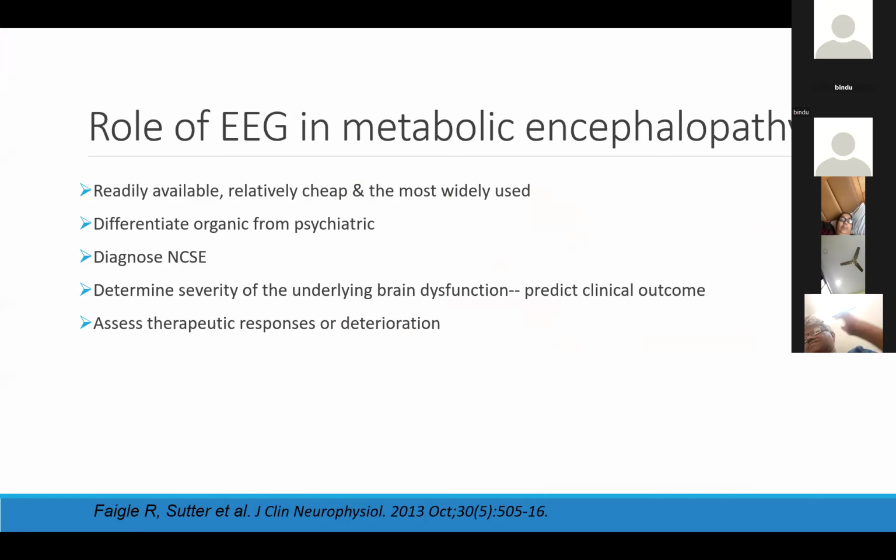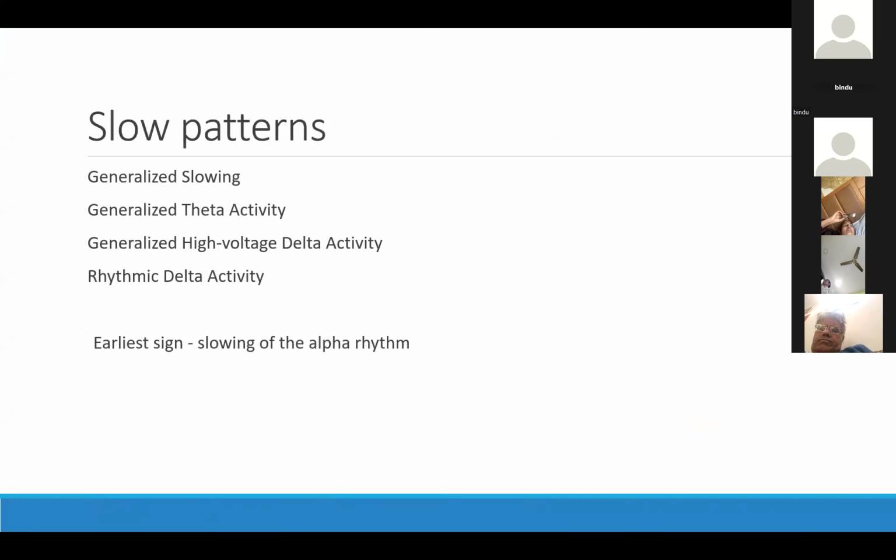What is the role of EEG in metabolic encephalopathy? EEG is a readily available, relatively cheap, and mostly used method for assessment in the case of a patient with altered sensorium or reduced consciousness. It can help differentiate an organic from a psychiatric cause. In a patient with altered consciousness, it can diagnose NCSE, as well as determine the severity of underlying brain dysfunction and predict clinical outcome based on the encephalopathy gradings that I've already described. And we can also assess therapeutic response or deterioration by periodic EEGs.